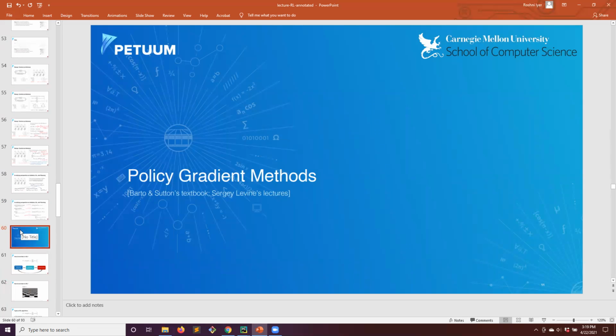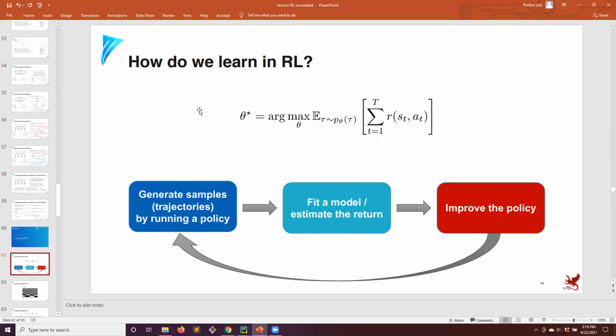Okay, so now we're going to look at some policy gradient methods. More generally in RL, we have this reward function, and we want to find these parameters, theta star, that will be able to maximize the cumulative reward. And this is the general learning framework.